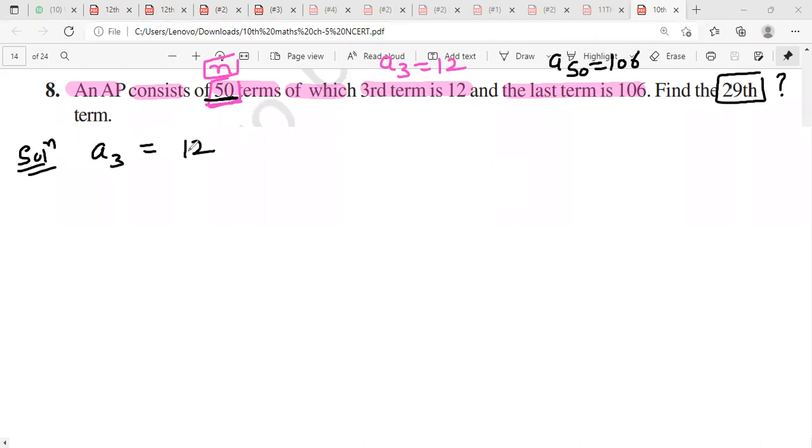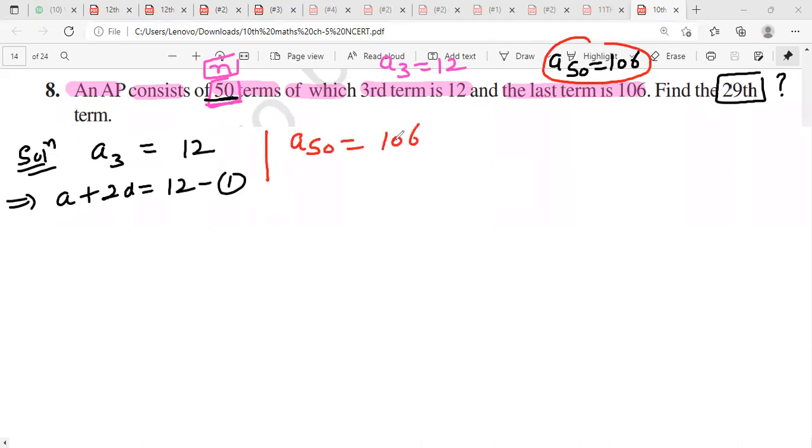A3 is equal to 12, which means a plus 2d is equal to 12. This is the first equation. Then A50 is equal to 106, which implies a plus 49d is equal to 106. This is equation number 2.